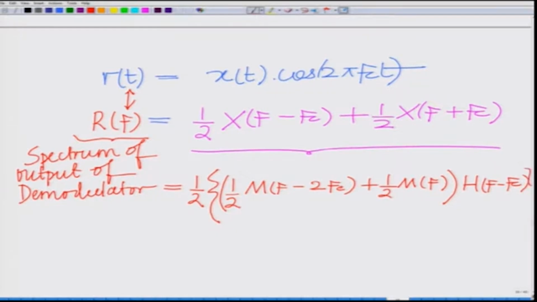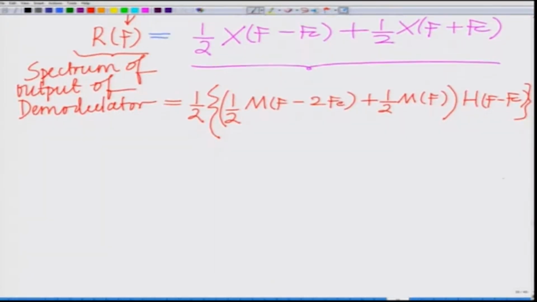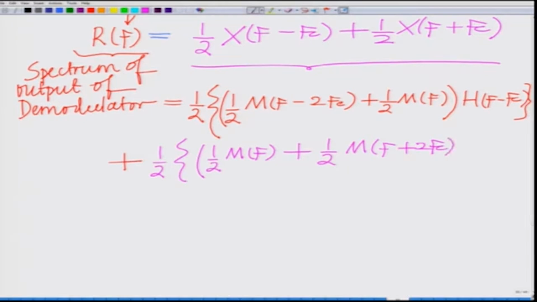So this is basically half XF minus FC plus half XF plus FC, and XF plus FC will be half MF minus FC plus FC, so half MF plus half MF plus FC plus FC, that is MF plus 2 FC, into HF plus FC. So this is the net expression.